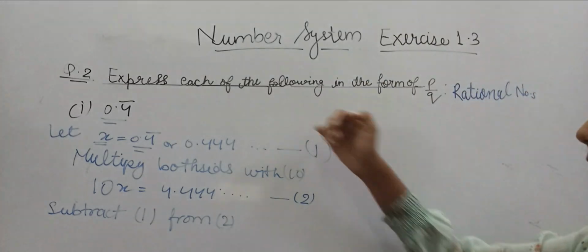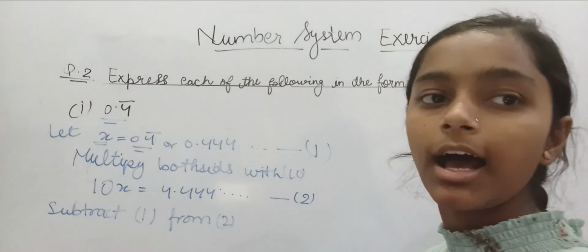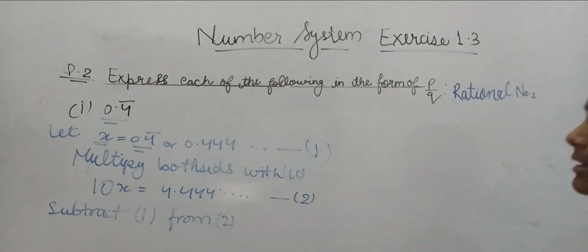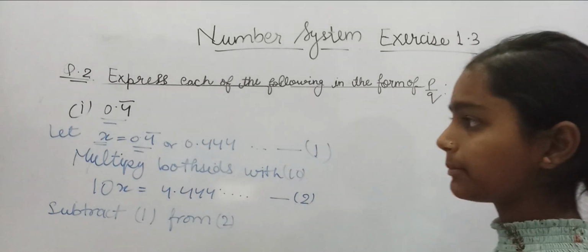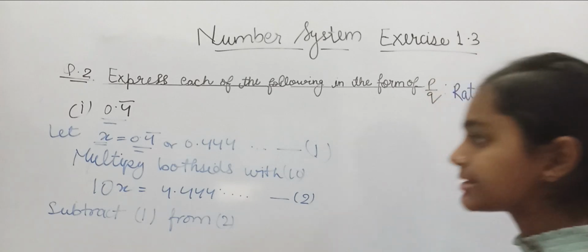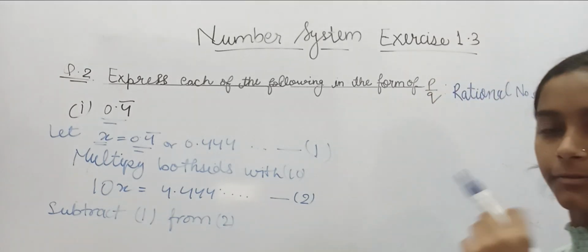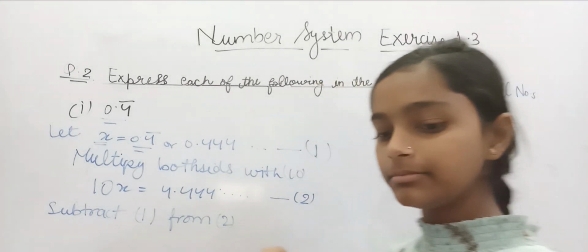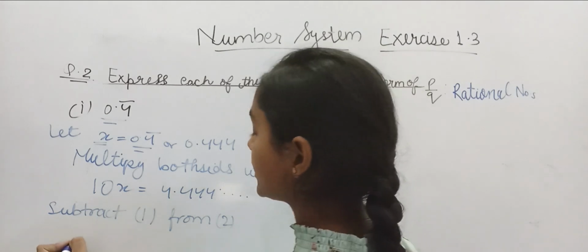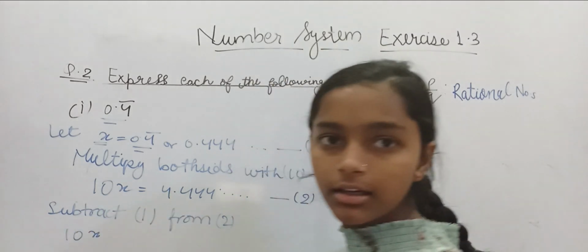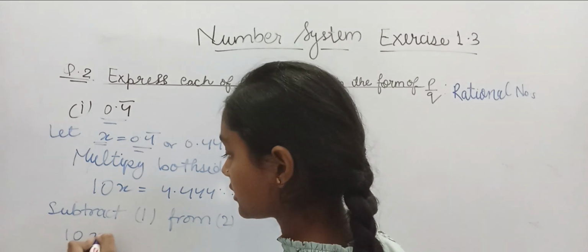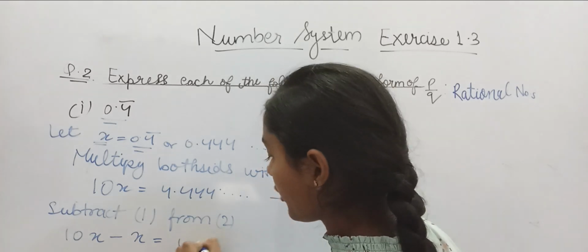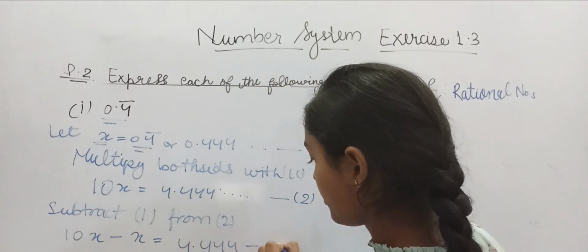So let's recap what we did. We took x as 0.4 bar or 0.444 and so on. Then we multiplied both sides with 10. 10 into x is 10x, and 0.444 into 10 is 4.444. Now we'll subtract 1 from 2. We would get 10x minus x is equal to 4.444 minus 0.444.